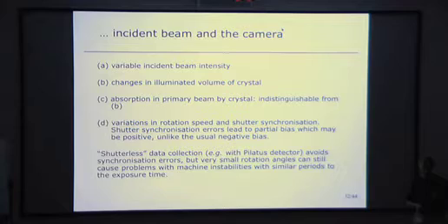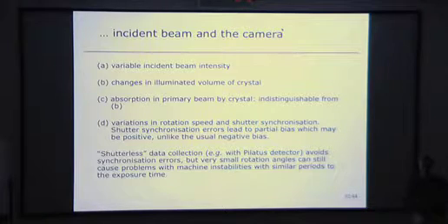Okay, looking at those three factors, with the incident beam and the camera, variable incident beam intensity. Now, on most lab sources, this isn't a big problem. On synchrotrons, it used to be a big problem when you got the beam decaying away. It's not such a problem nowadays with modern sources. The illuminated volume of the crystal: sometimes your crystal isn't accurately centered in the beam, and as it rotates, it moves into or out of the beam. And that can give rise to different intensities from the crystal just because its orientation has changed.